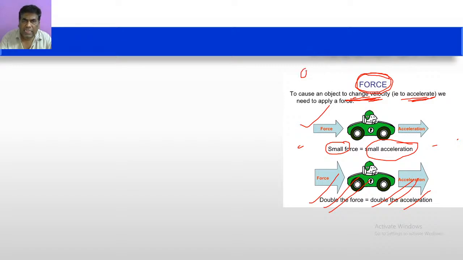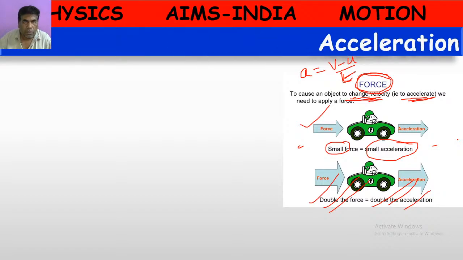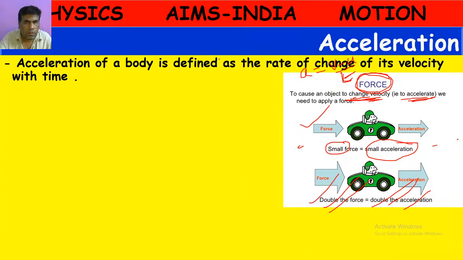The symbol of acceleration is A. How can we define acceleration? Acceleration means change in velocity by time. Acceleration of a body is defined as the rate of change of its velocity.